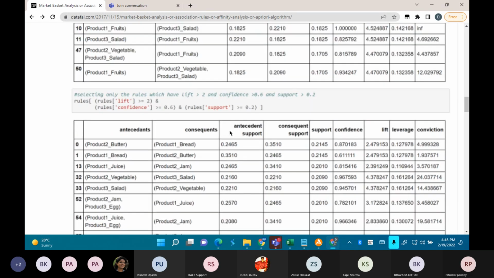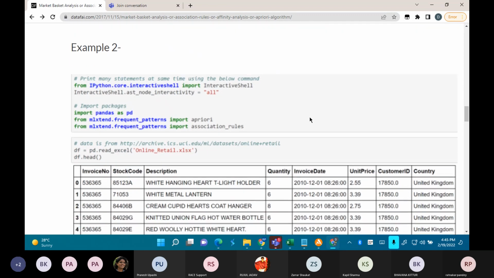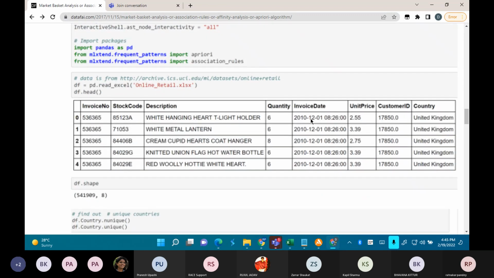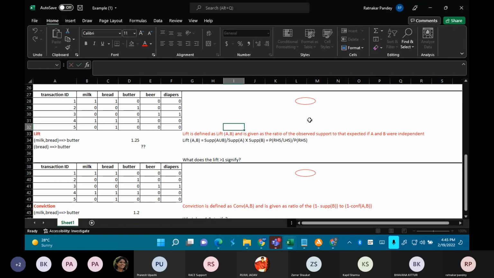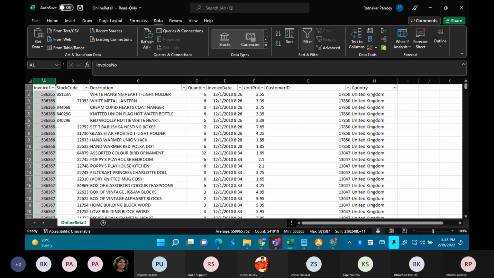So I'll let you play with this data. But once you've done this, this is the assignment you're going to work on. And this is coming in from Kaggle again. This is slightly biggish data. Yeah, so this is 5.5 lakhs transactions, but you don't have to worry about all of them.